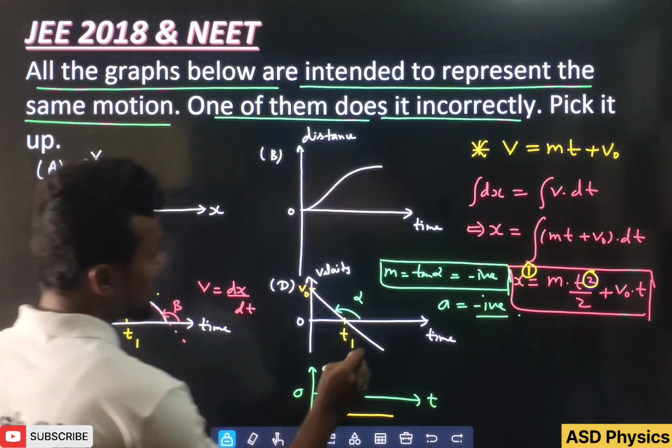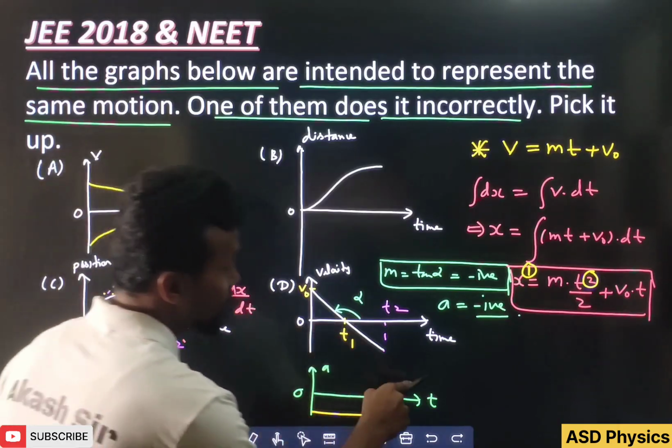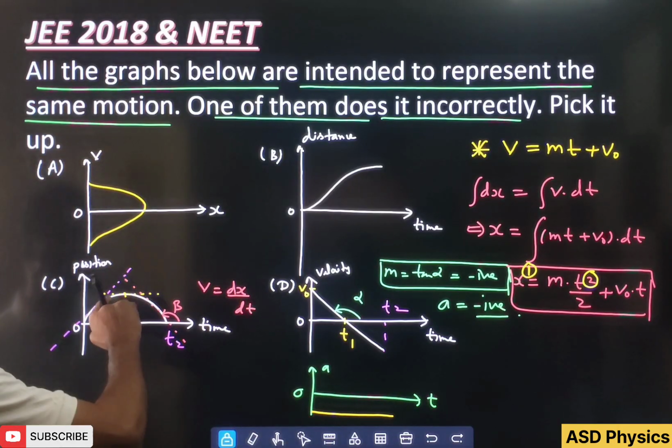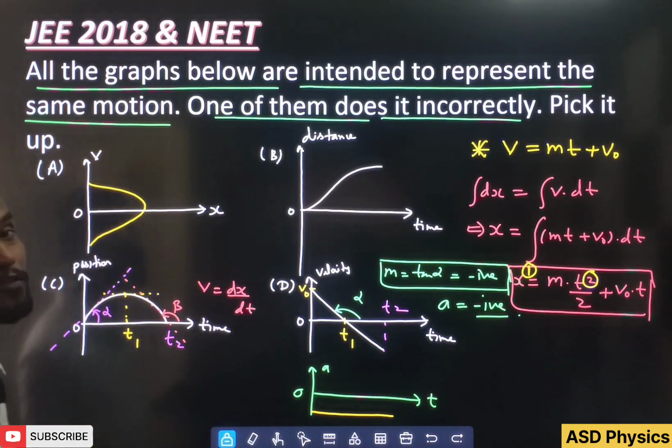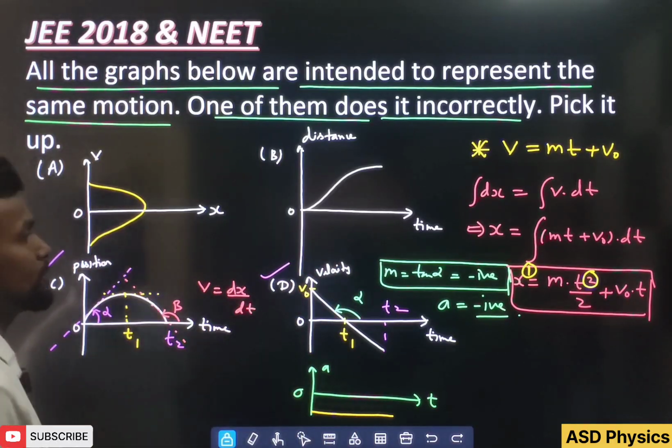After that, if I talk about t1 to t2 up to here, velocity is negative, because which kind of angle? Obtuse angle. So option D and option C represent the same thing.